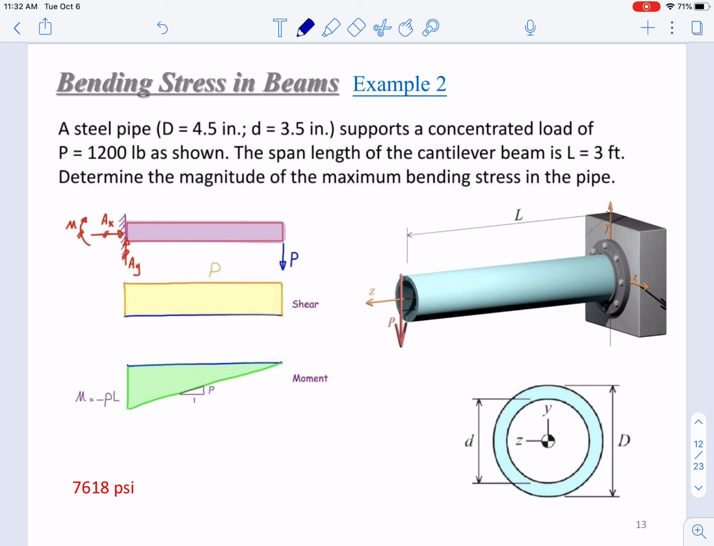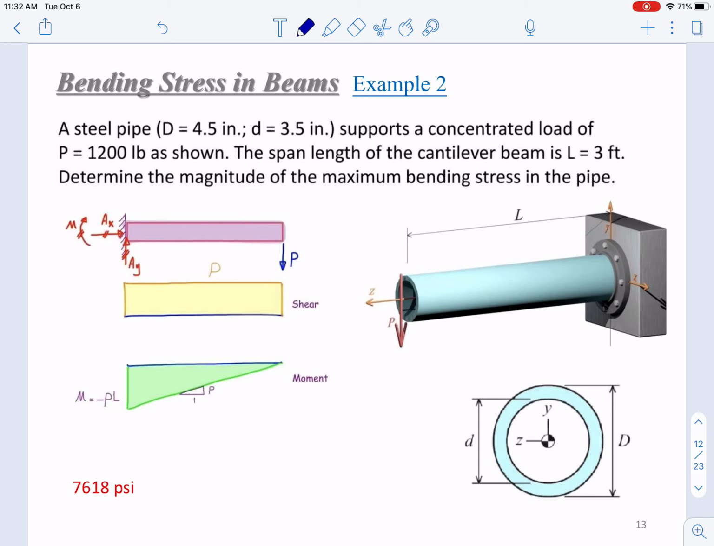Here we have a steel pipe with the outer and inner diameters given. It supports a concentrated load. The span length is 3 feet. So here, determine the magnitude of the maximum bending stress in this pipe.